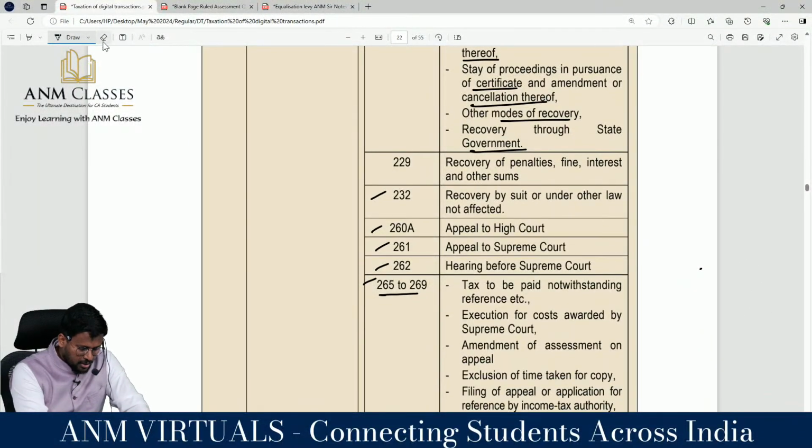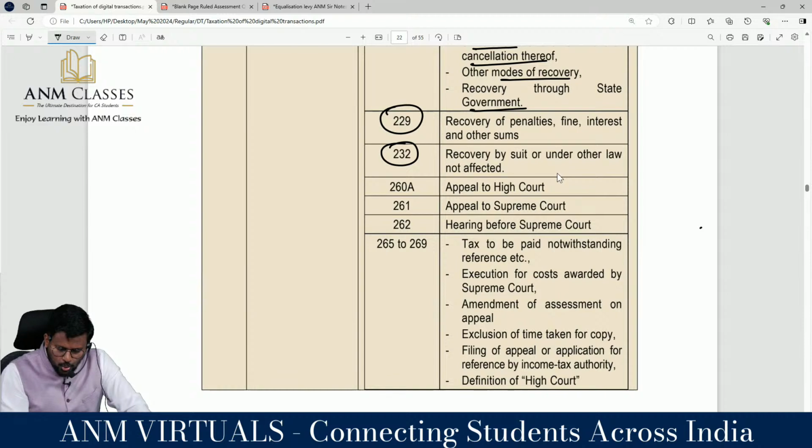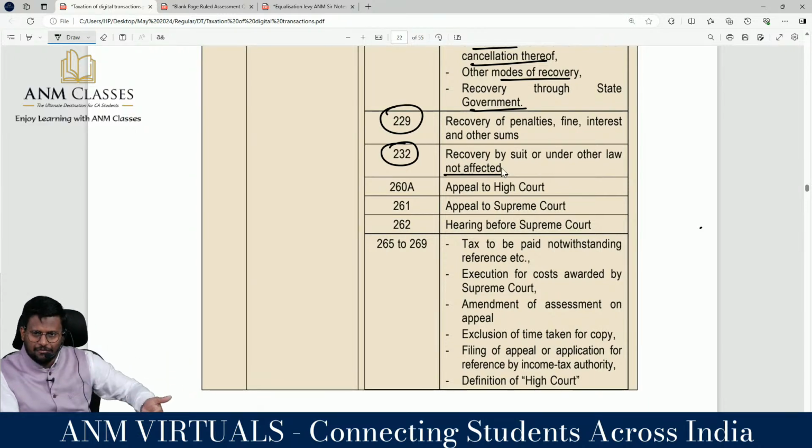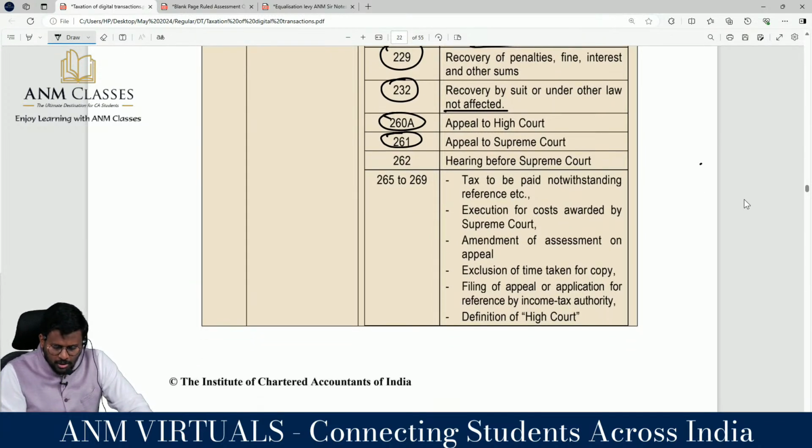Section 229, recovery of penalty, interest and other sums. They are talking about the recovery proceedings. Sir, if the penalty, fine and interest has not been paid, we will recover. 232, recovery by suit or under other law not affected. We may recover by NSR as if that penalty has been put by court. That's what suit. 260A, appeal to High Court. Yes, after ITAT, you can go to High Court. 261, appeal to Supreme Court.